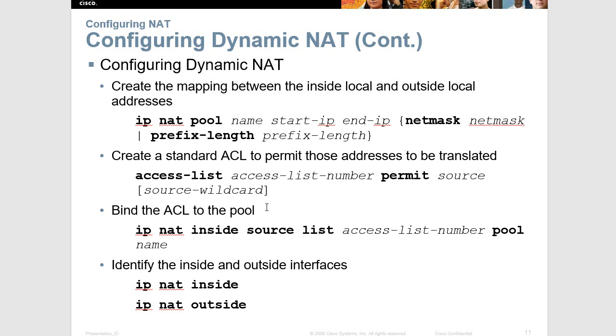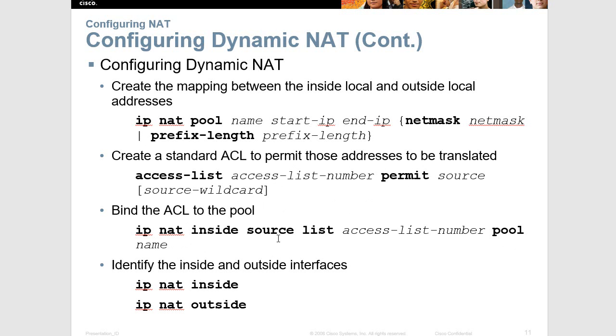So we create our access list, and just like a normal access list, you have to have at least one permit. You're probably going to have a range of permits, maybe a network excluding a couple of addresses or something like that. Once you've made your access list and made your pool, you're going to come on down here.